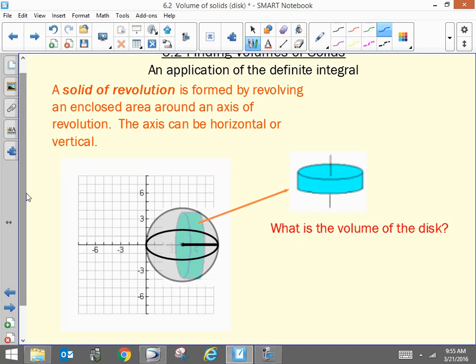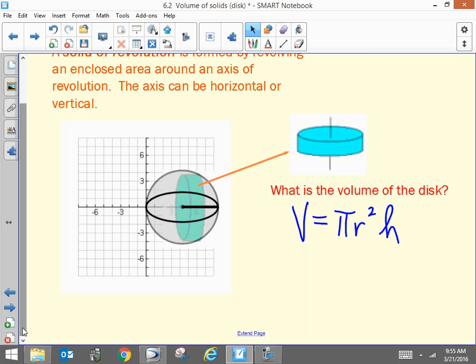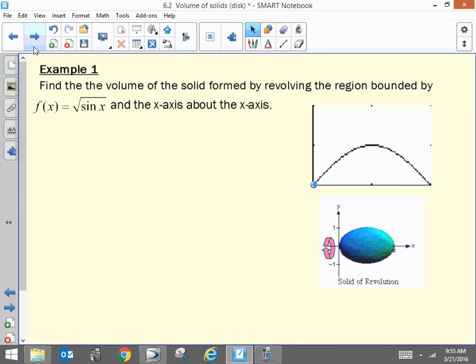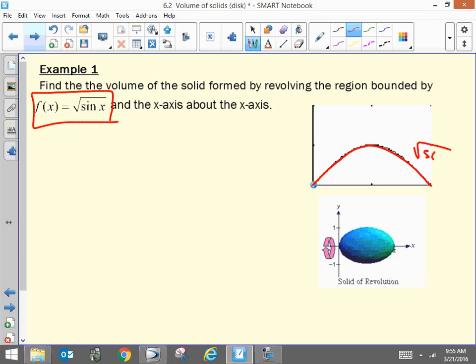A solid of revolution is formed by revolving the enclosed area around an axis of revolution. This is my disc. What's the volume of my disc again? Pi r squared h. We will delve into how we get all that. That's not a great picture. So let's find the volume of the solid formed by revolving the region under f of x, which is right here, sine of x. We revolve it around the x-axis, and we are also bounded by the x-axis.